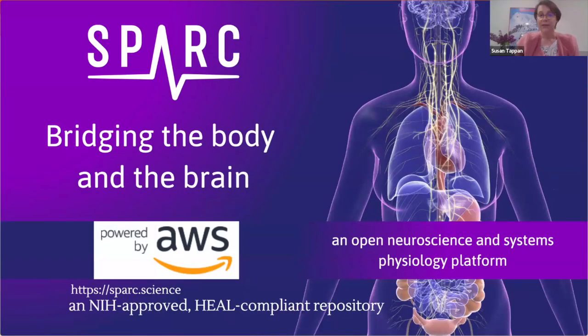The SPARC platform is a repository and an open neuroscience and systems physiology platform. It is NIH approved and a HEAL compliant repository. And as of today, we are powered by AWS. We've been accepted into the Open Data Sponsorship Program. And so that means AWS is covering and supporting the open data enterprise that we are seeking here on SPARC. So data sets will be free to access going forward. So we're very, very excited about that.